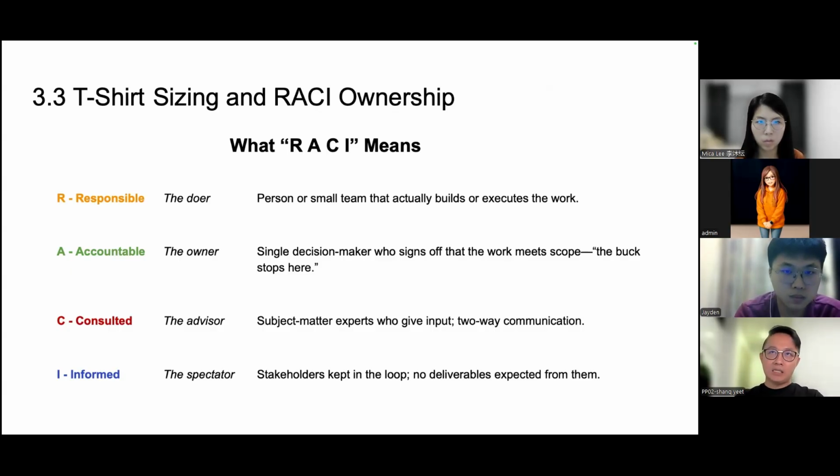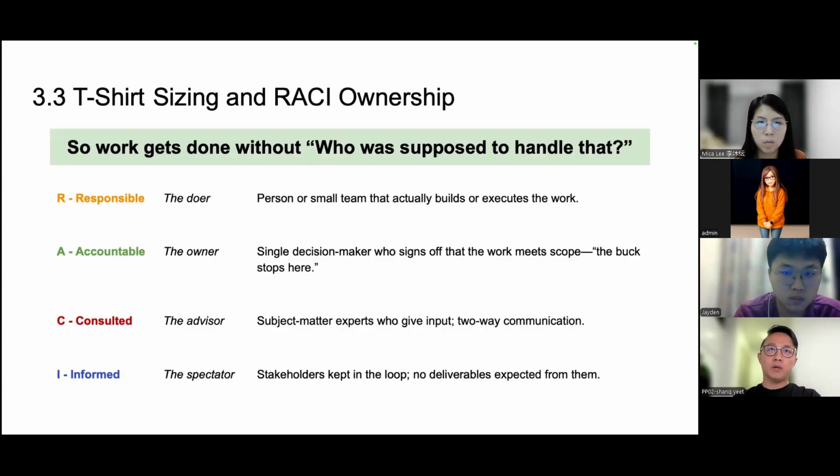So ultimately, it answers one question, right? Or it avoids a problem, that is, we don't know who is supposed to do what. So with this in place, there will always be someone you can look to for a problem or things that you need answered.